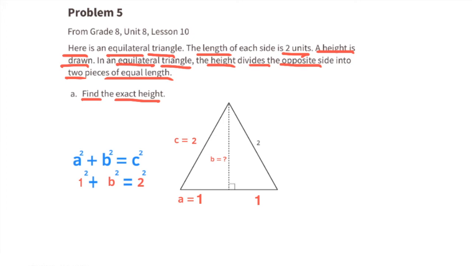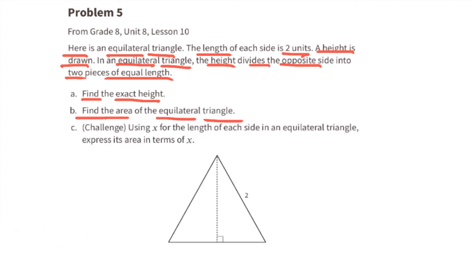We know that the hypotenuse is 2, one of the legs is 1, and the second leg, which is the height, is unknown. So now our equation reads 1 squared plus b squared equals 2 squared. 1 squared is 1, b squared is b squared, and 2 squared is 4. Now we're solving for b. We'll subtract 1 from both sides of the equal sign. Now we're left with b squared equals 3. That means that b equals the square root of 3. So the missing height is the square root of 3.